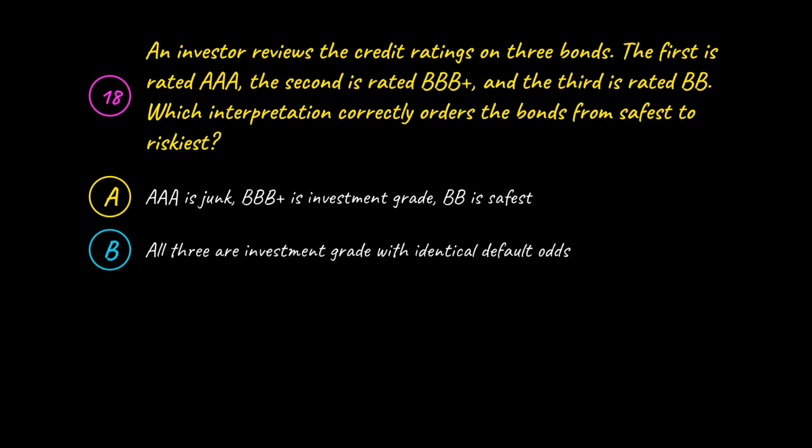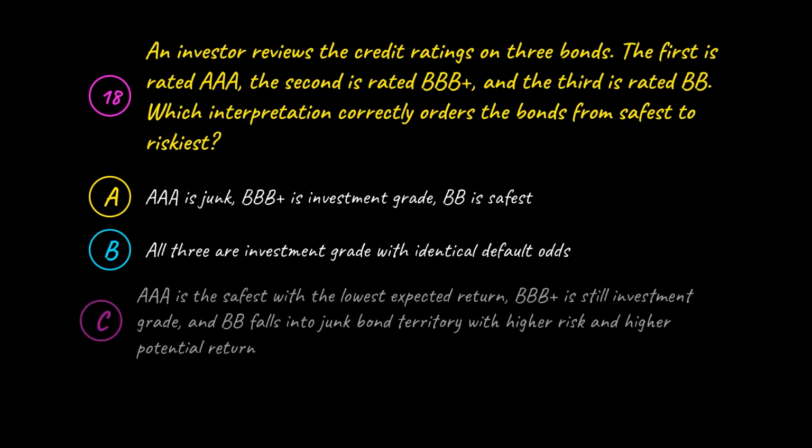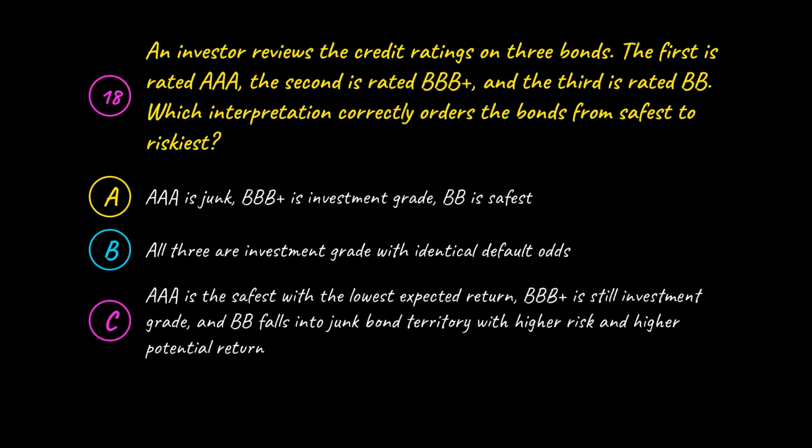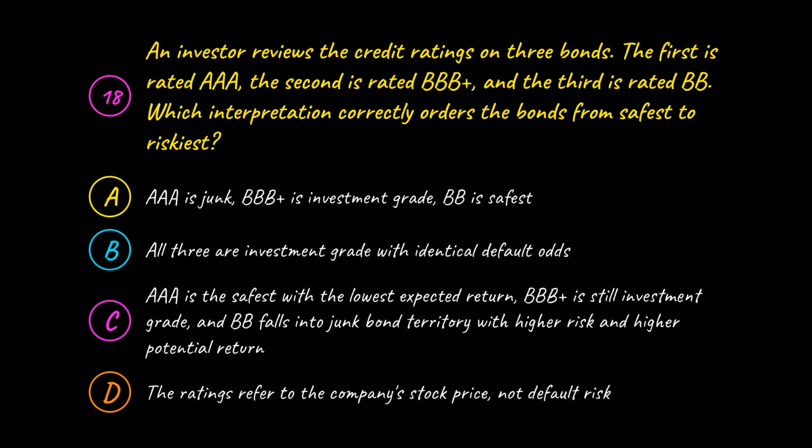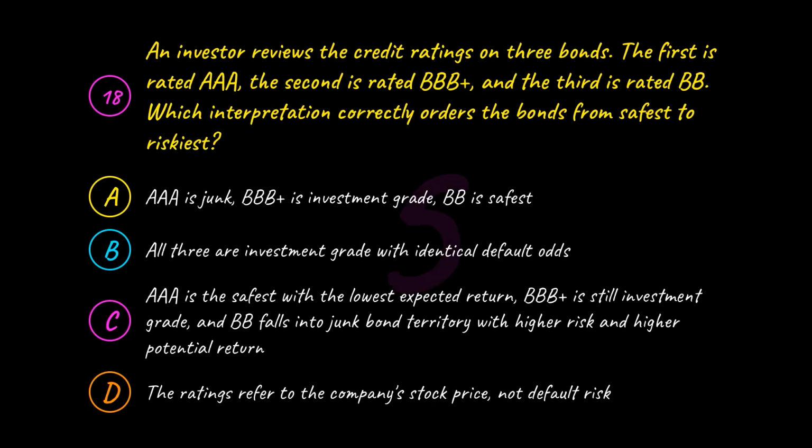B. All 3 are investment grade with identical default odds. C. AA is the safest with the lowest expected return. BBB+ is still investment grade, and BB falls into junk bond territory with higher risk and higher potential return. D. The ratings refer to the company's stock price, not default risk. Take a second. Which answer would you pick?